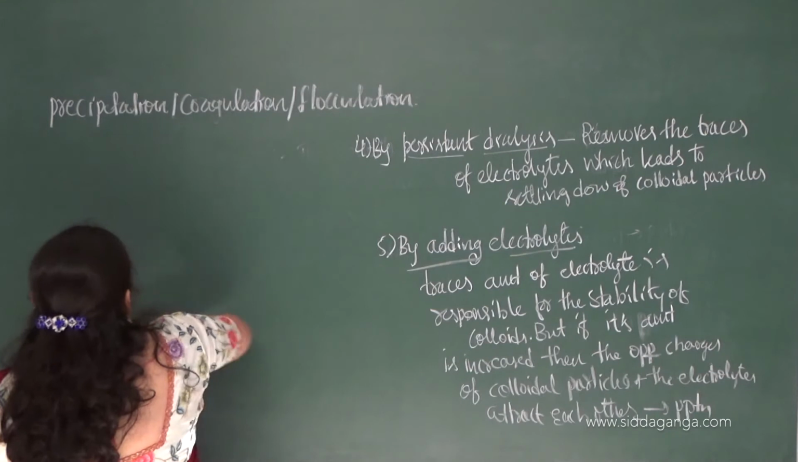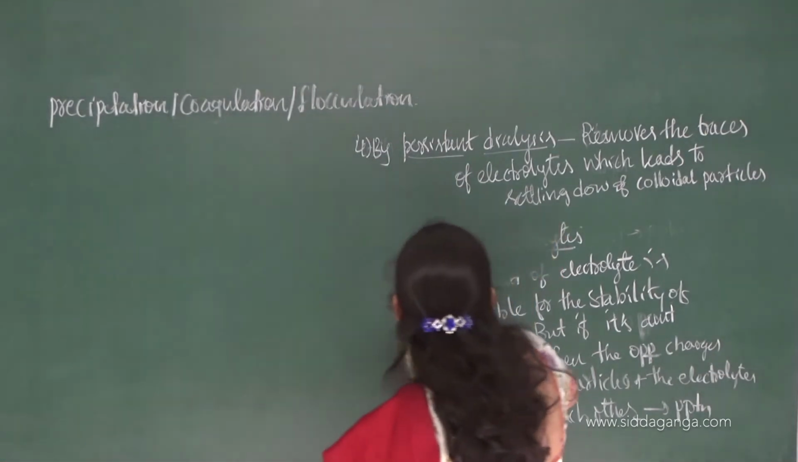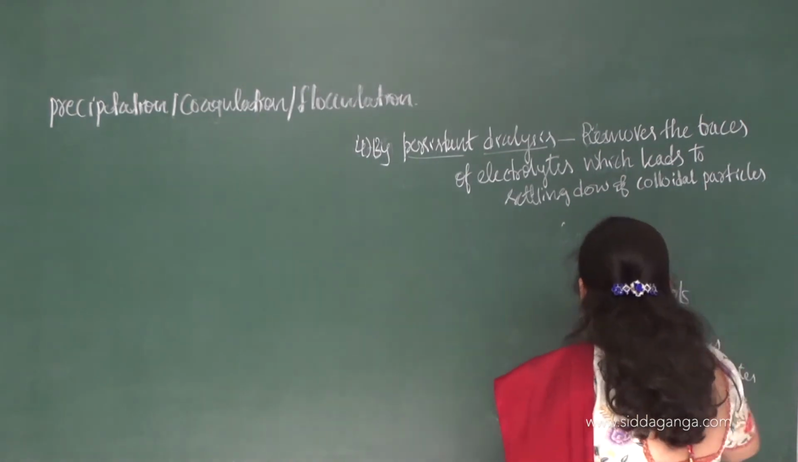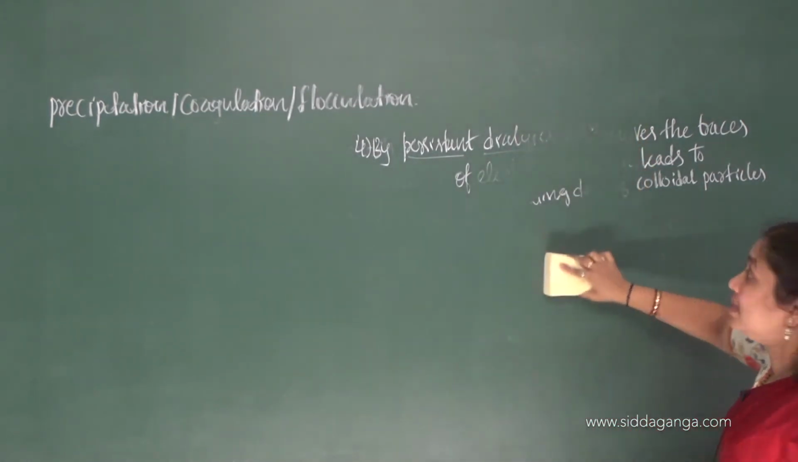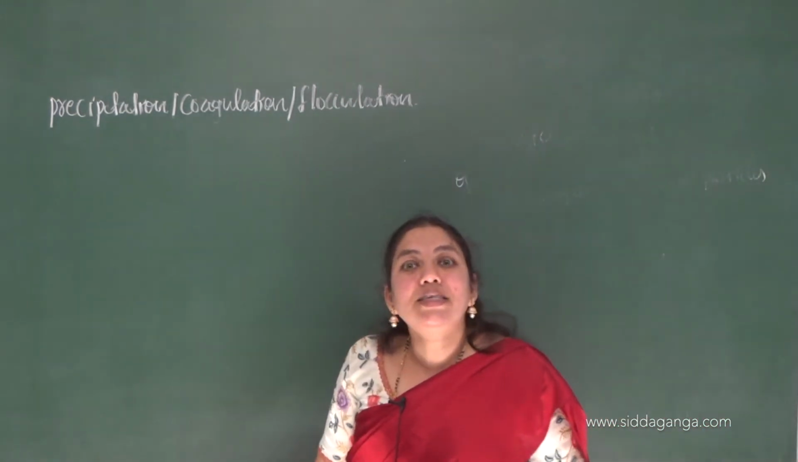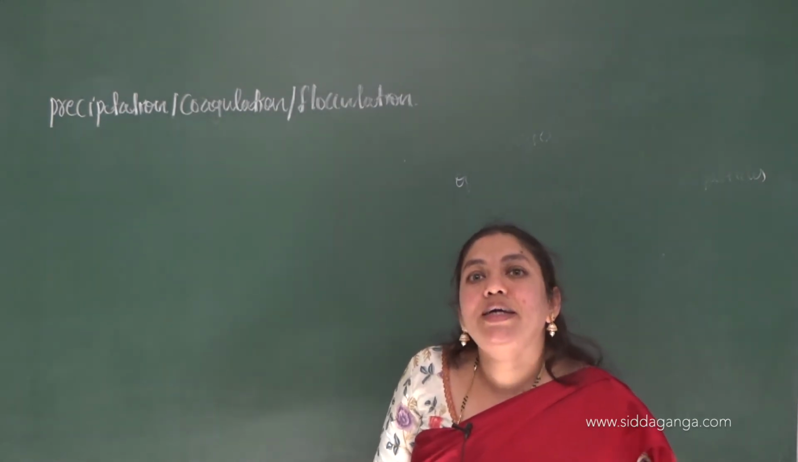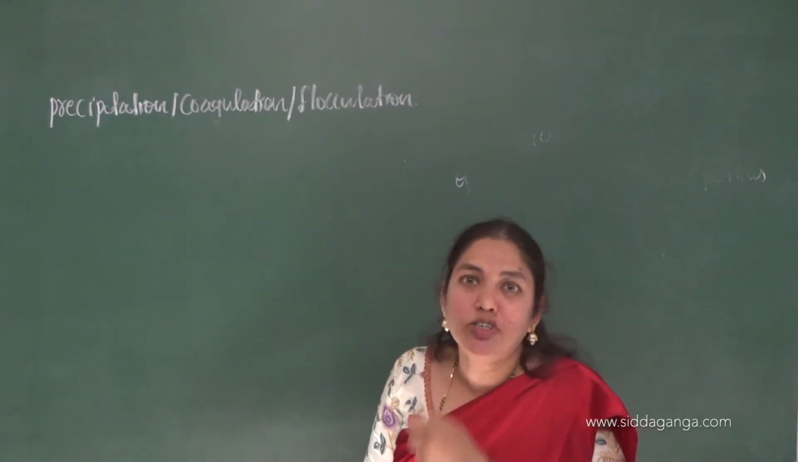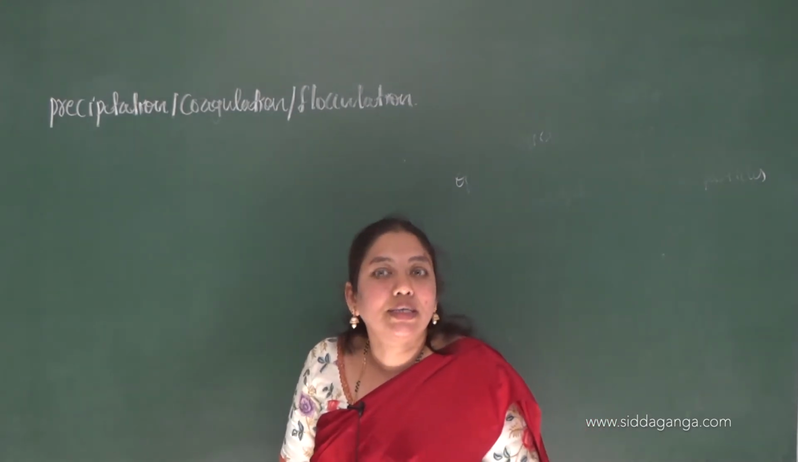is called a flocculating ion, or a precipitating ion. So as the valency of the flocculating ion increases, what happens? Its flocculation power also increases, its precipitating ability also increases.